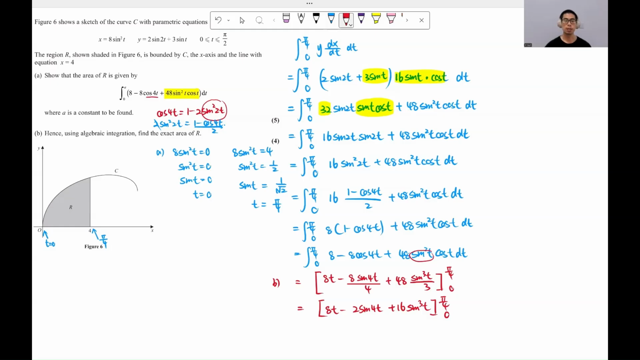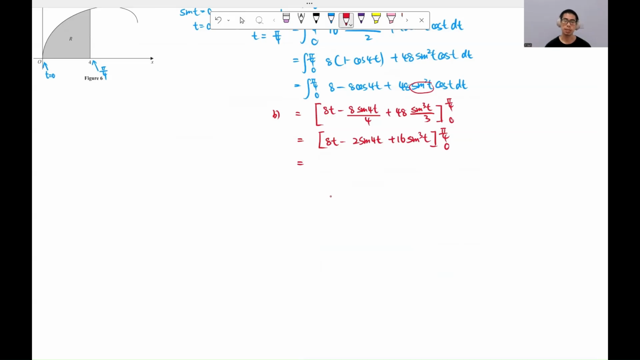So now if we substitute in the limits, that would be 8 times pi over 4, and then minus 2 times sin 4t. So 4 times pi over 4 is sin pi. So sin pi is just equal to 0, so we just put 0 here. And then 16 sin cube of pi over 4. And then minus, so 8 times 0 is 0, sin 0 is 0, sin 0 is again 0. So the second half is just 0, ignore that. So you just simplify this one. So 8 times pi over 4, that's just 2 pi.